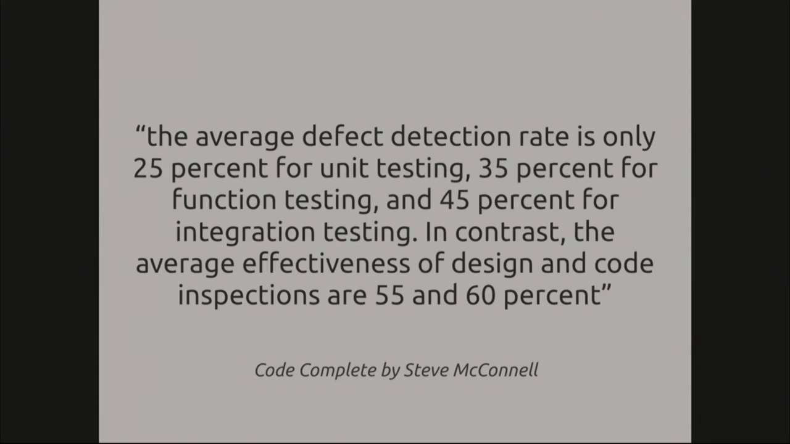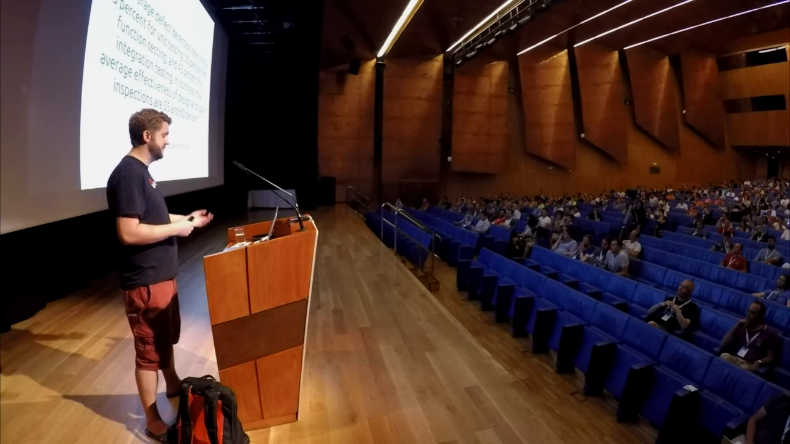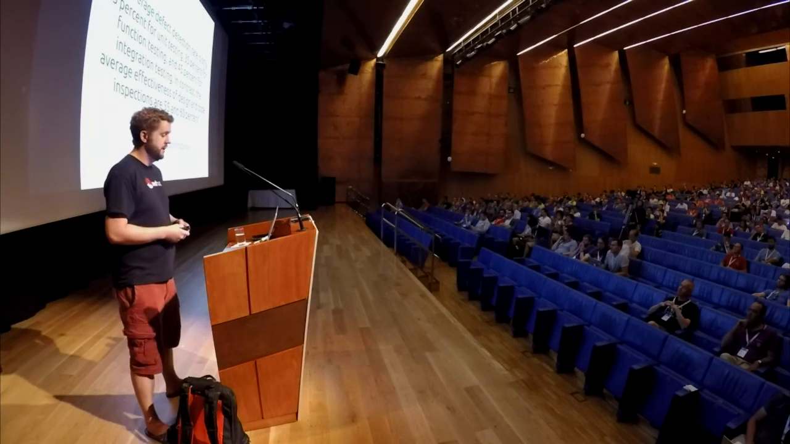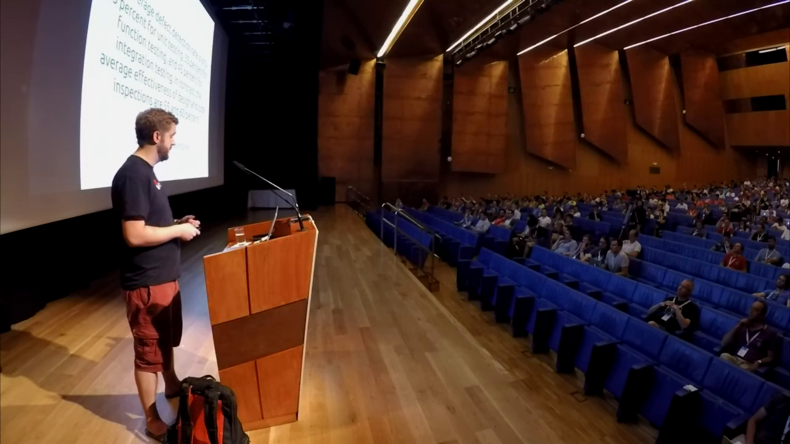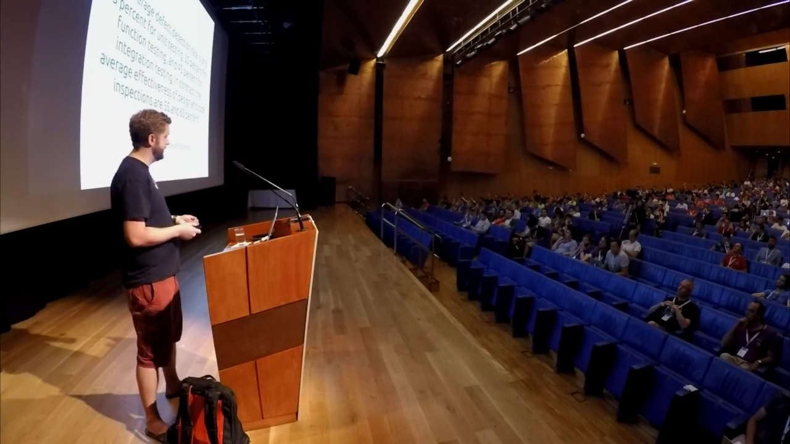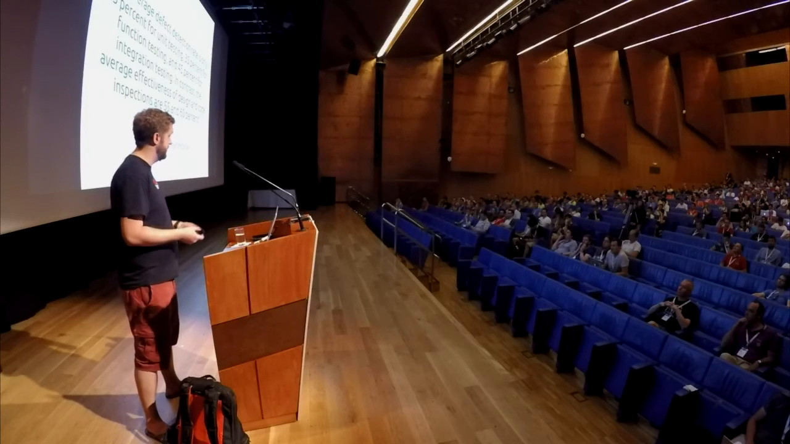So first, this is a quote from a book called Code Complete by Steve McConnell. He says that the average detection rate for unit tests is 25%, 35% for function tests, 45% for integration tests, and in contrast, the average effectiveness of design and code inspections is 55 and 60%. So when he's talking about defects, it's kind of bugs or problems with the code. And he's basically claiming that code review is the most effective out of all these approaches to improve your software. I'm not sure I completely buy these numbers, but even if it was on par with your testing, that's quite an impressive amount of benefit that you can get.